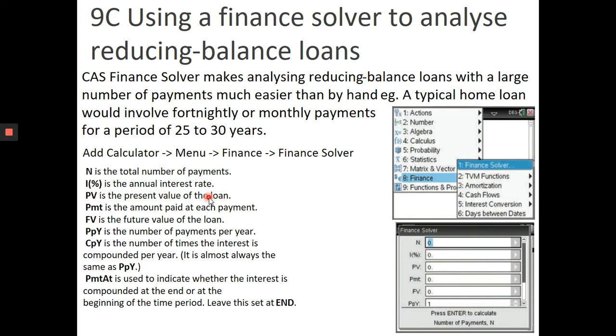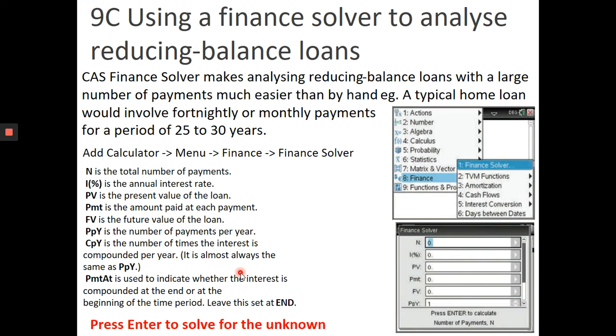PV, the present value of the loan. So that means if you borrow $100,000 to buy something, that's the present value. The amount you pay for each payment, again, that's a negative, just like it was with amortization table. The future value of the loan, again, that's going to be zero quite often. If you think about it, you want to pay the loan off, don't you? Number of payments per year, so this is 12 if it's monthly, 4 if it's quarterly, all that sort of stuff.